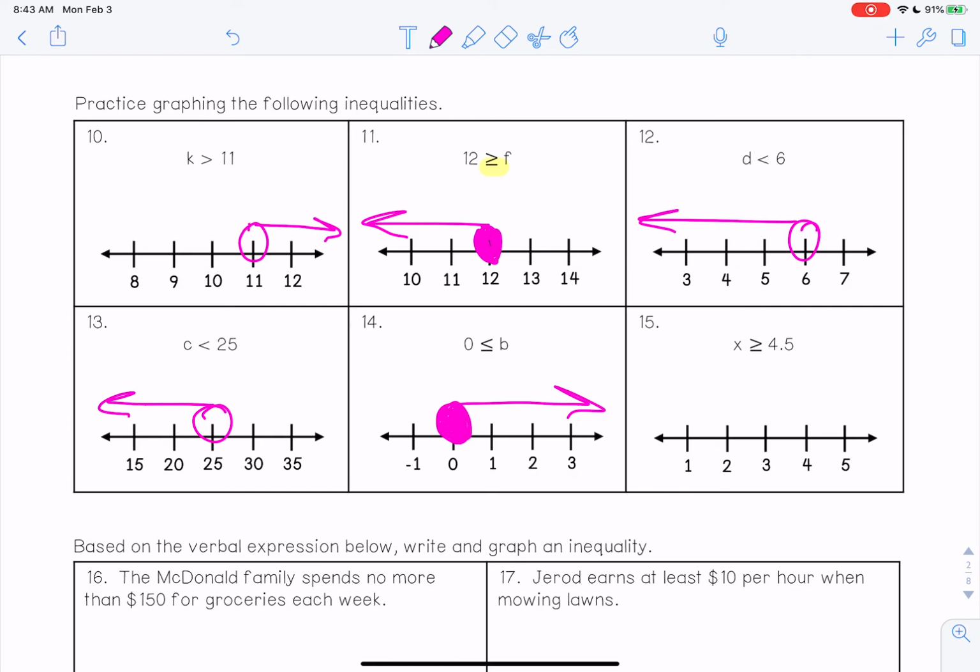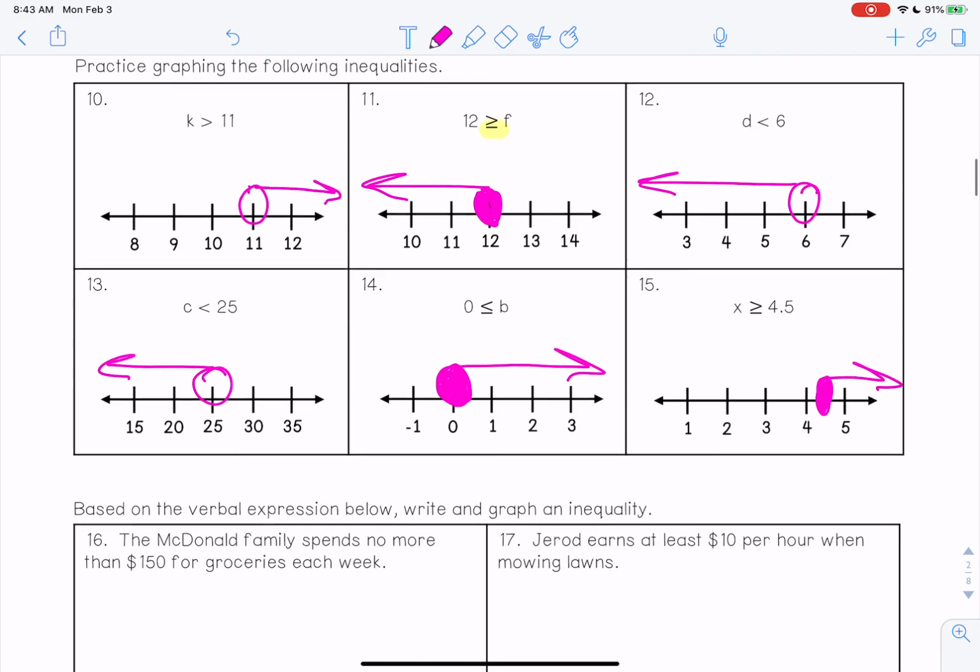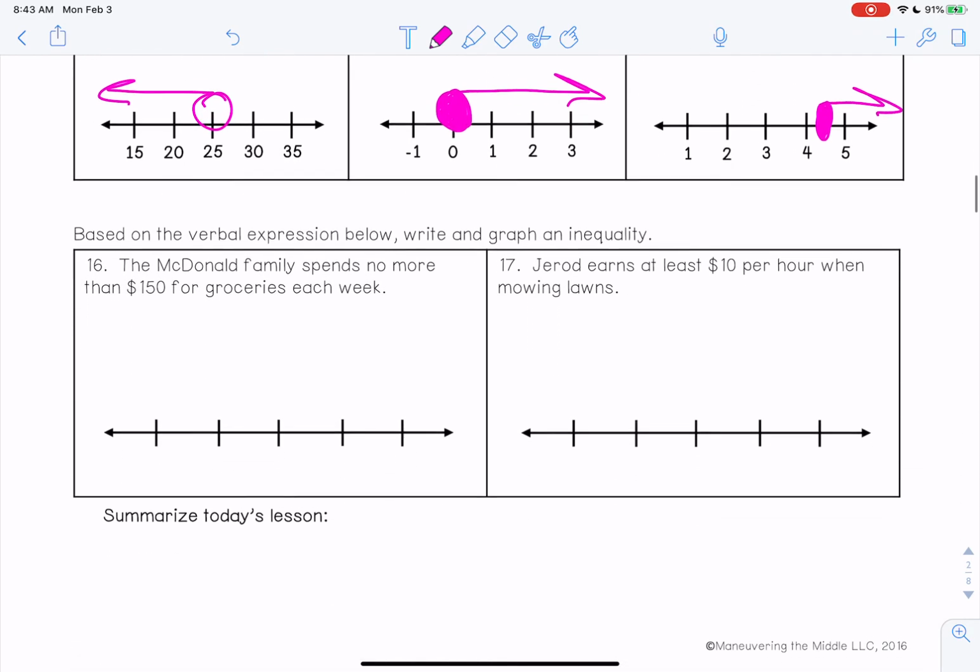In this case, we have 4.5, so my bubble's going to go between the 4 and the 5. There's the equal sign on there. x is greater than or equal to, so my bubble's going to be filled in. And because x is greater than or equal to, the arrow is going to go towards all the numbers bigger than 4.5.